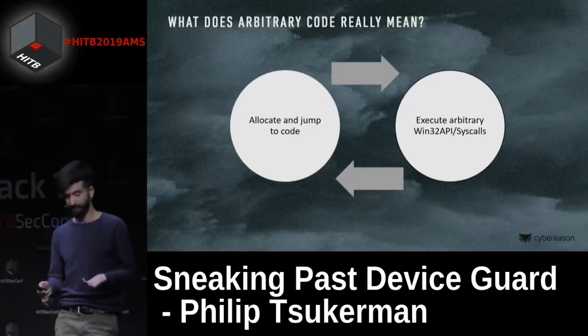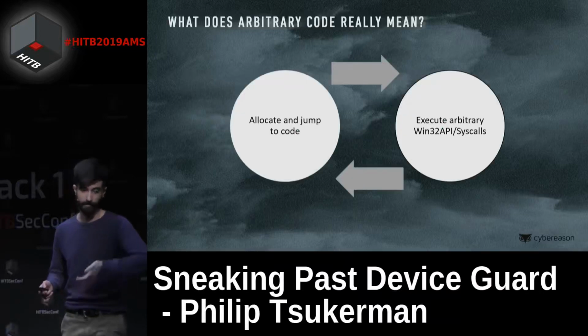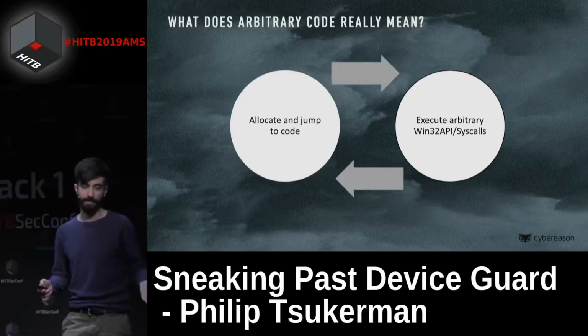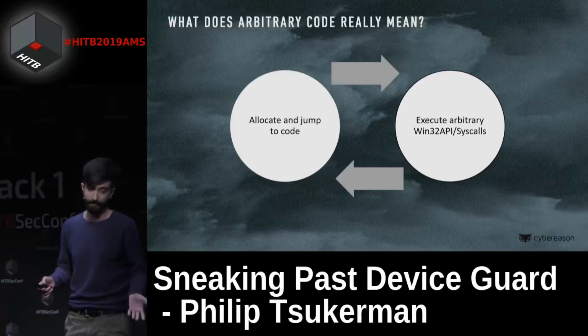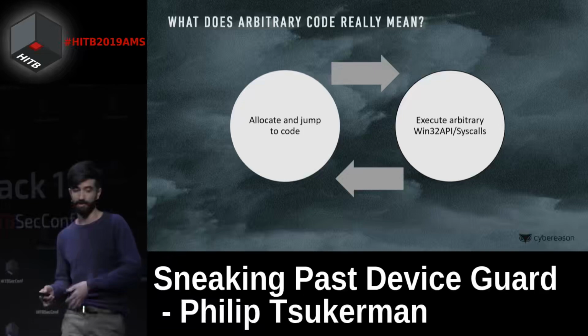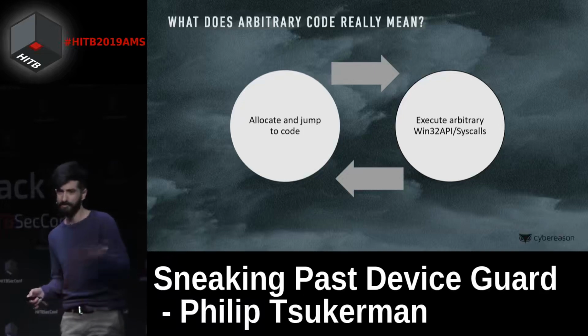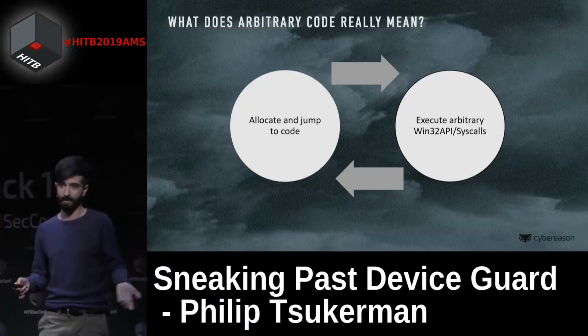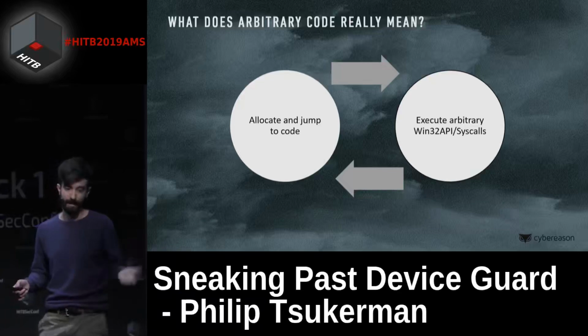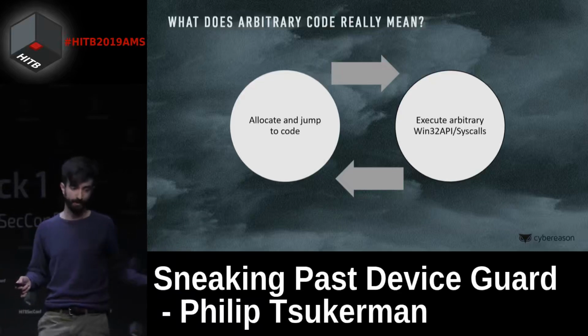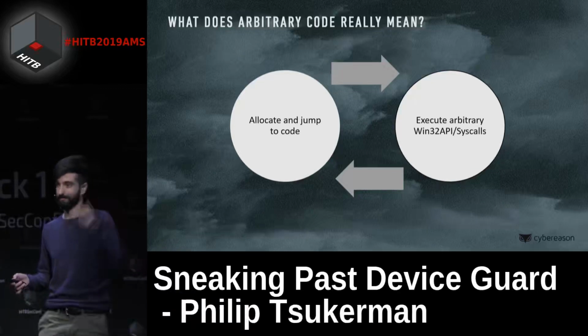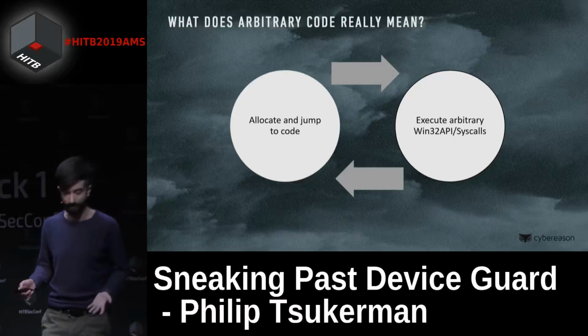And the most direct way to do this is to either have the ability to allocate and jump to code, or to have the ability to execute arbitrary API or syscalls. And it's really easy to jump between these two capabilities, because you have the syscalls to allocate and jump to code, and if you can have your own code running, you could always do whatever syscalls you want.